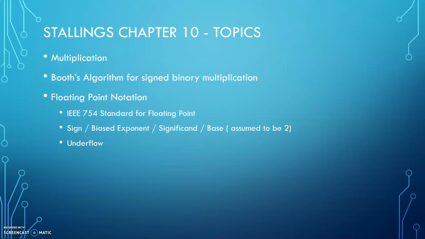The other thing we'll look at in the chapter, which we're going to revisit in Irvine Chapter 12, is floating point notation. One thing that will be pointed out is the IEEE 754 standard for floating notation, which has four pieces: the sign, the biased exponent, the significand, and the base, which is assumed to be 2. So we'll look at the 32-bit notation. Later when we get to Irvine Chapter 12, we'll look at the 80-bit notation.